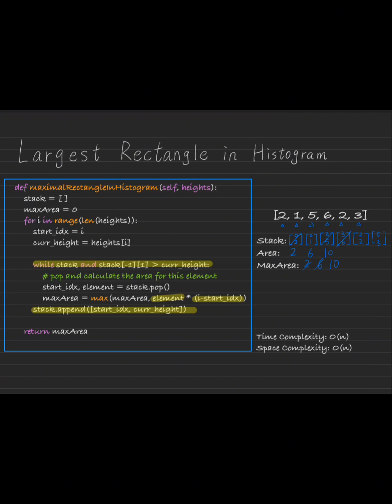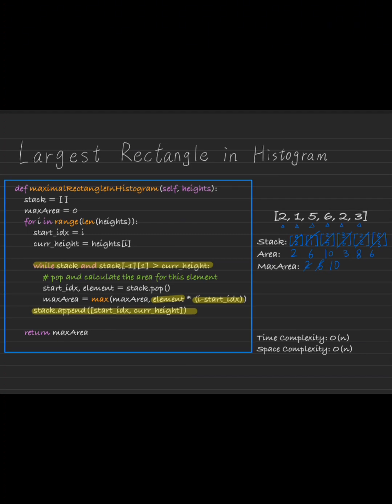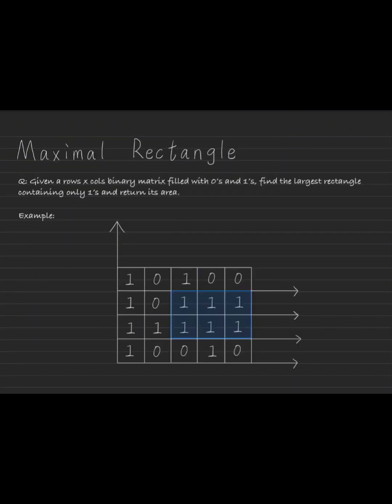We can continue the processing to add the number 3 and do a final pass on the stack to pop every element out. So popping 3 out, calculate the area. Then pop 2 out, calculate its area, and finally pop 1 out. Since we're only doing one pass of the array, the time complexity is O(n), and the space complexity is also O(n). Now back to the maximal rectangle problem.